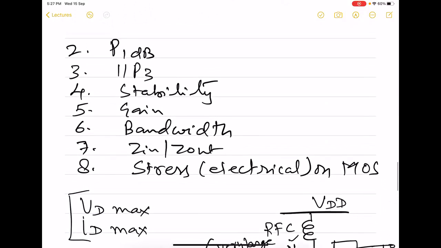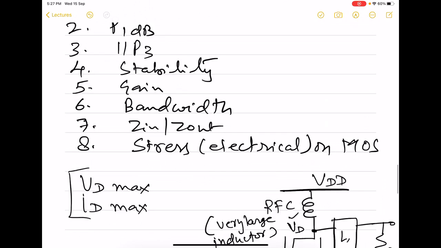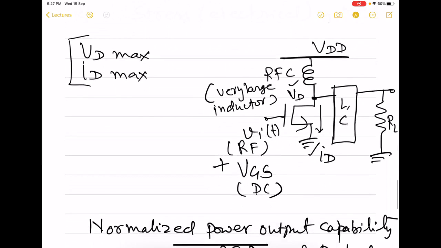And here you can see that in this list, we did not talk about the noise factor or noise figure, because in this case, the input voltage is itself going to be quite large, because this is in the transmitter path. So the signal generated itself will be amplified and then fed to the power amplifier. So it will be quite large, much larger compared with the noise. So we never talk about the noise factor or noise figure of a power amplifier.